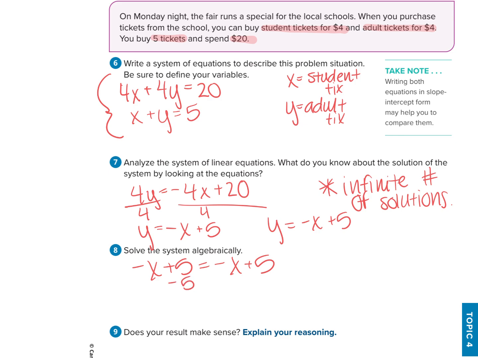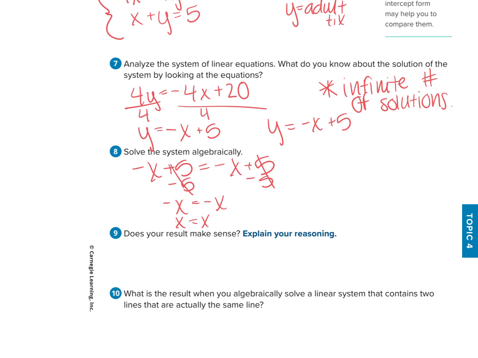I'm going to get rid of, let's just say, doesn't really matter. They're both going to equal 0. And then we're going to have negative x equals negative x. If we were to divide both by the negatives, we would have x equals x. This is telling us that there is an infinite number of solutions. Your symbol to represent that is an infinity sign.